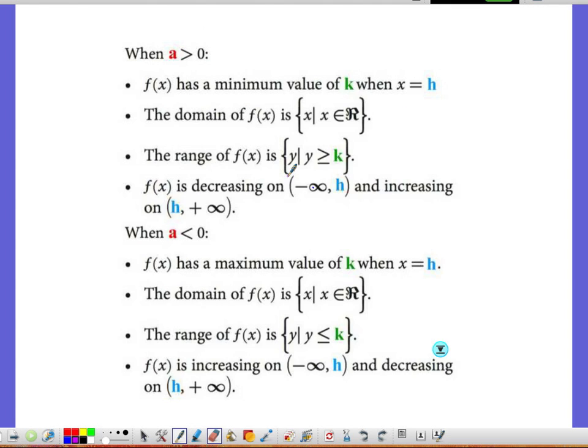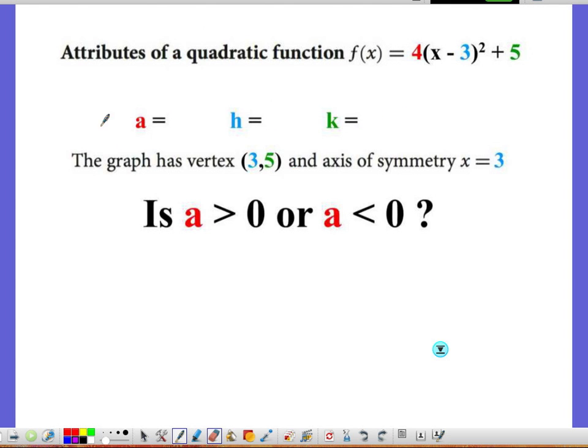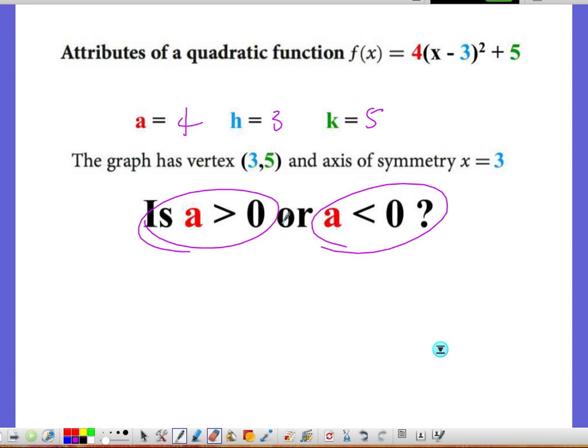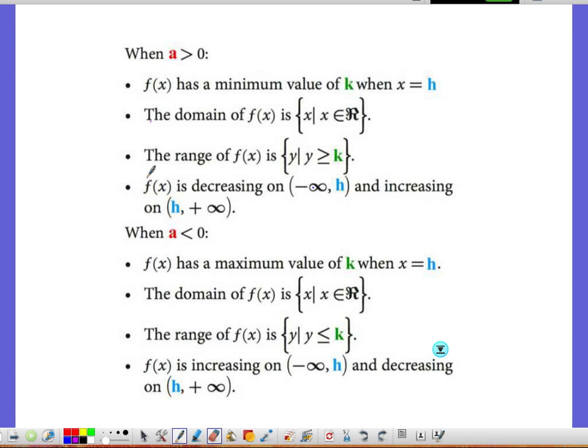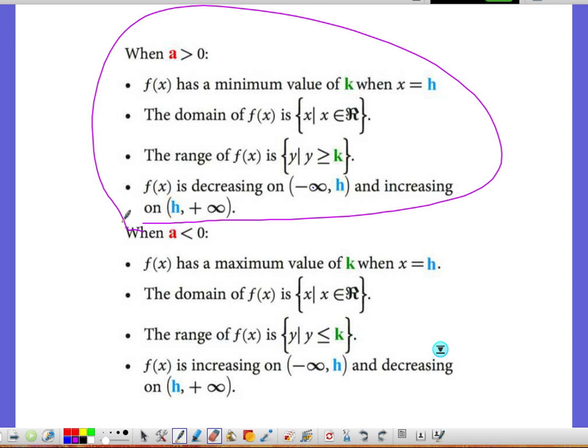Now, here's what we have to figure out. If we know that a is equal to 4, is a going to be greater than 0 or is a going to be less than 0? Well, a is going to be greater than 0 because a is equal to 4, which means 4 is greater than 0. What that means is we're going to use this information right here, and we're not going to worry about a less than 0.